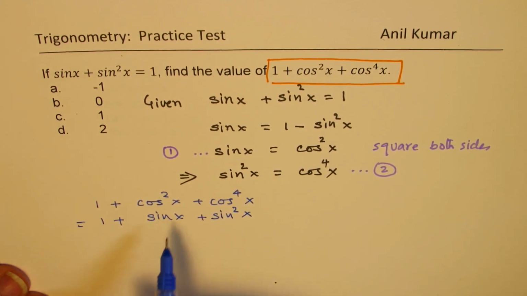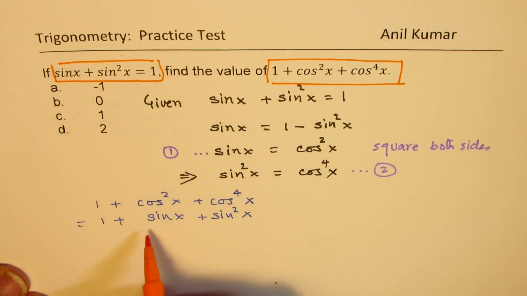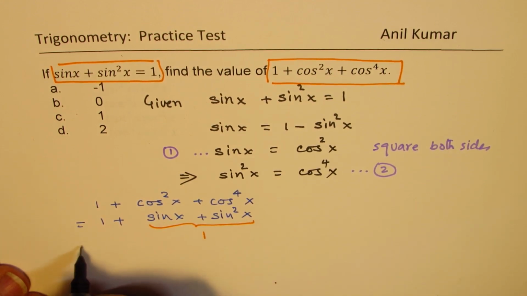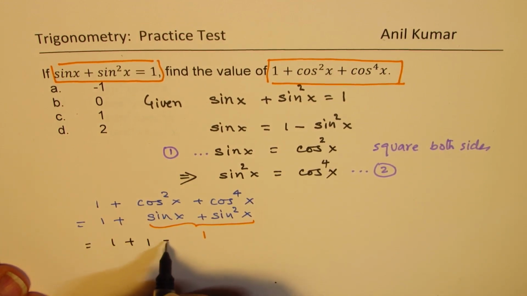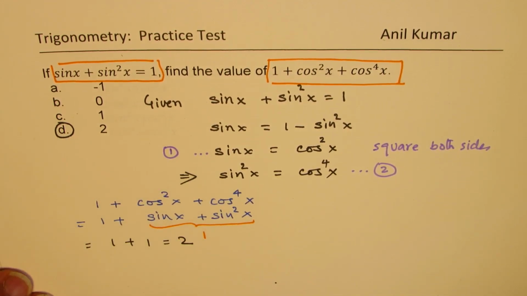Clear? Now, we are already given that sin x plus sin square x is basically equal to 1, right? So we could write this as 1 plus 1, which is 2. So D is the right option. Clear? So that is how you could actually solve this question.